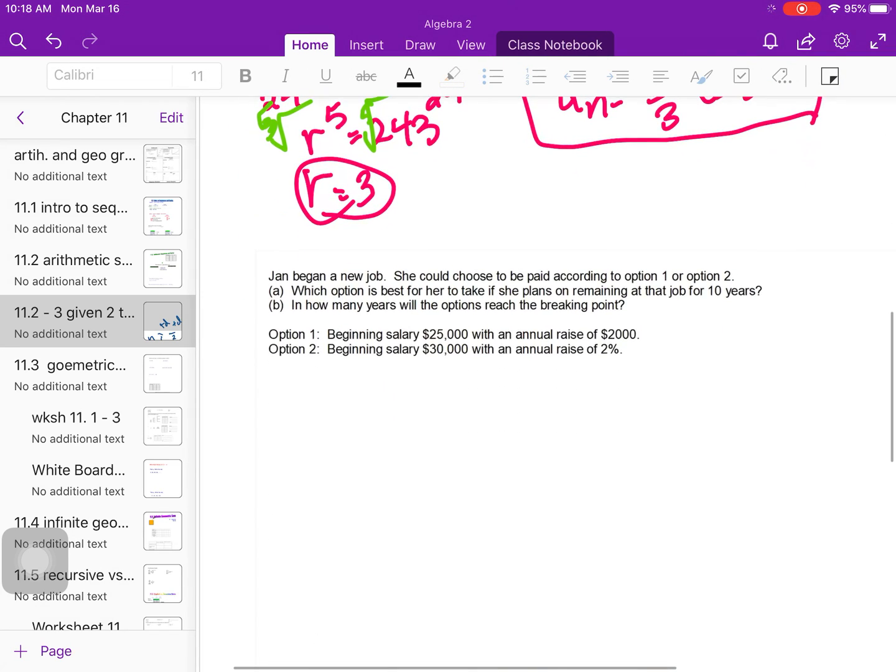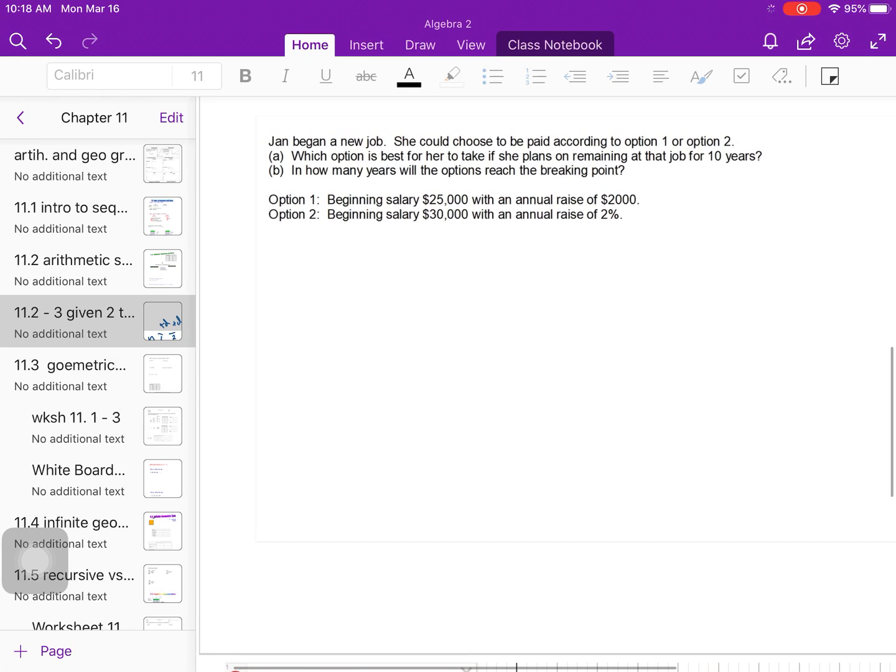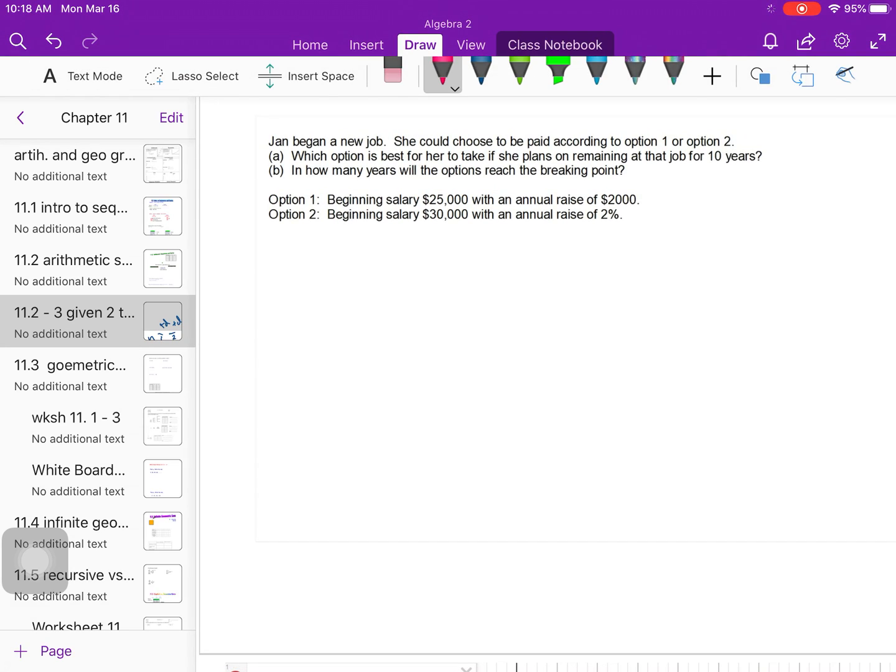Now we're going to look at a few options where we use both the arithmetic and geometric sequence. In this case, it says Jan has a new job. She is paid according to option 1 or option 2. First of all, they want to know which option is the best if she plans on staying at the job for 10 years. And secondly, which is the best option at the breaking point.